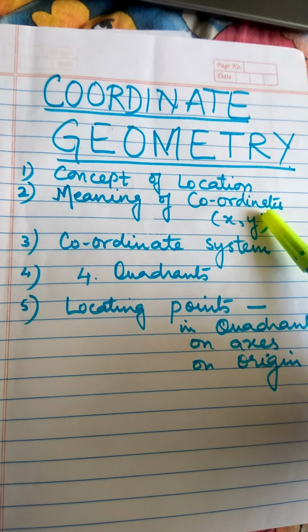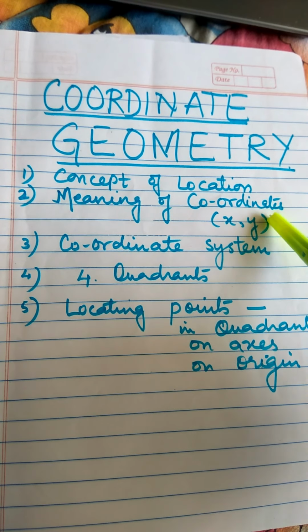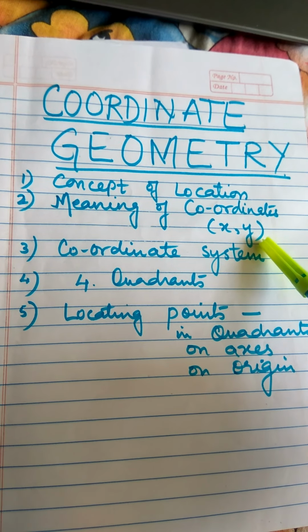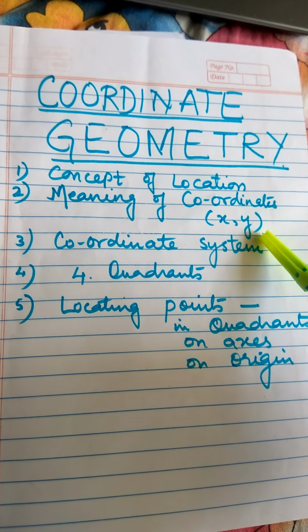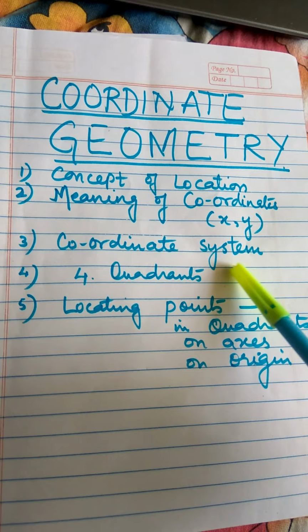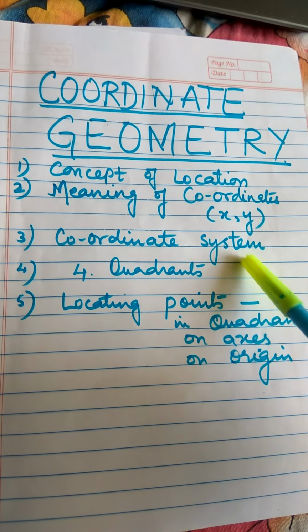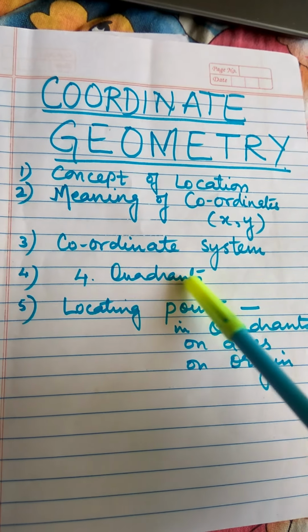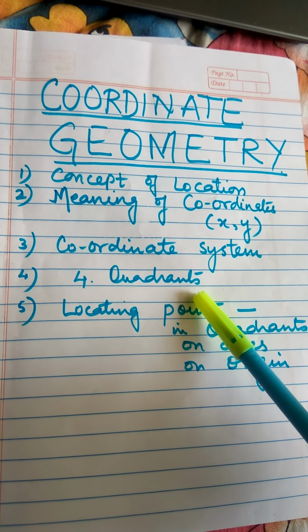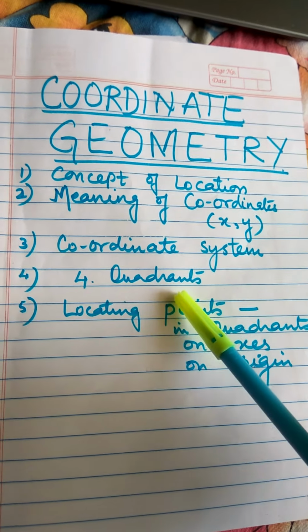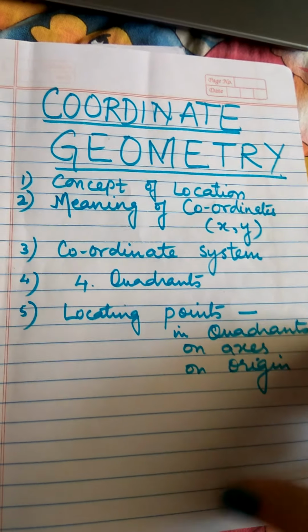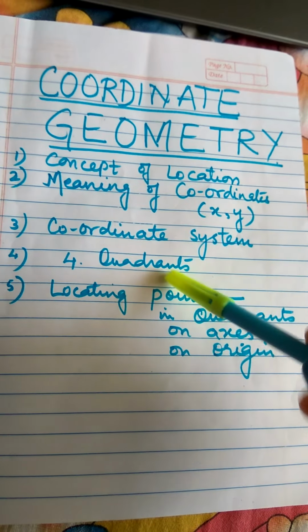Meaning of coordinates, what is the meaning of this word coordinate? What is the meaning of the ordered pair x comma y in a plane? And what is the complete coordinate system? What are its subparts? What does it consist of? And the importance of the 4 quadrants that are being formed in the coordinate system and how they are formed.